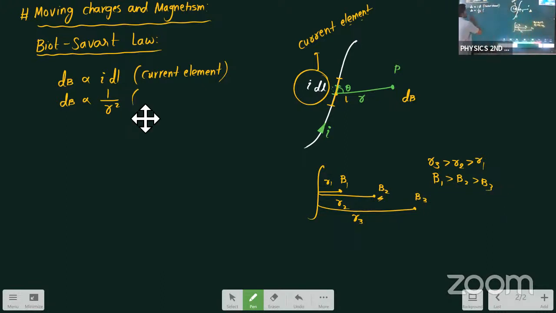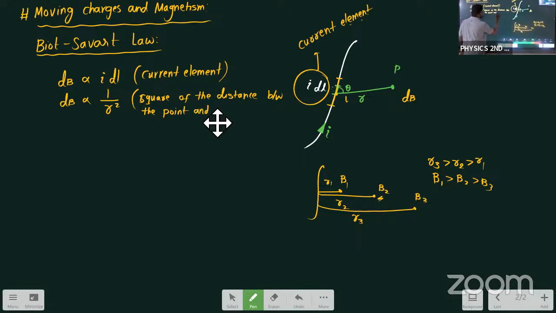So the magnetic field induction at one particular point P is inversely proportional to the square of the distance between the point and the current element. Okay, this was the second observation made by Biot and Savart.